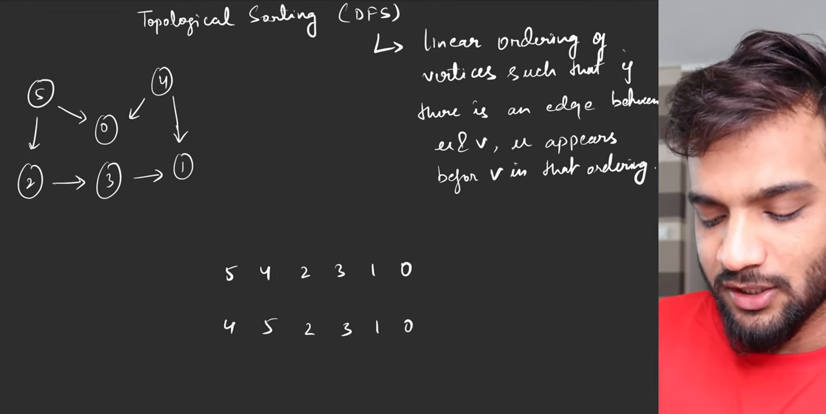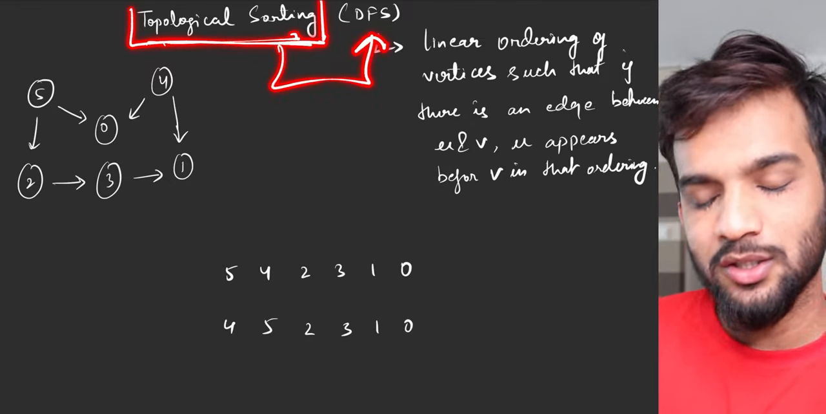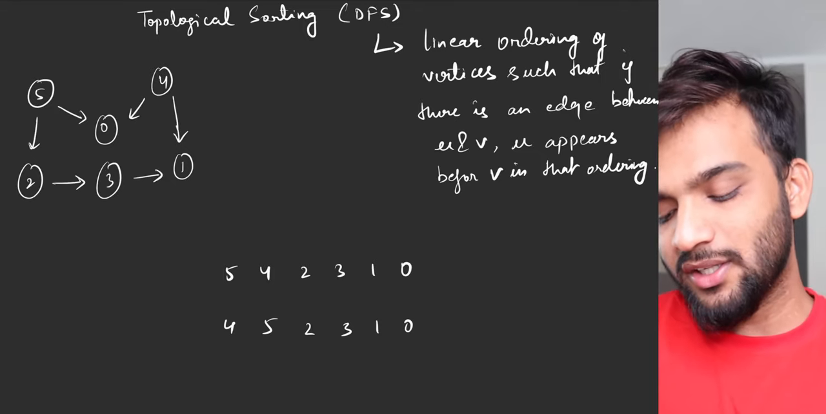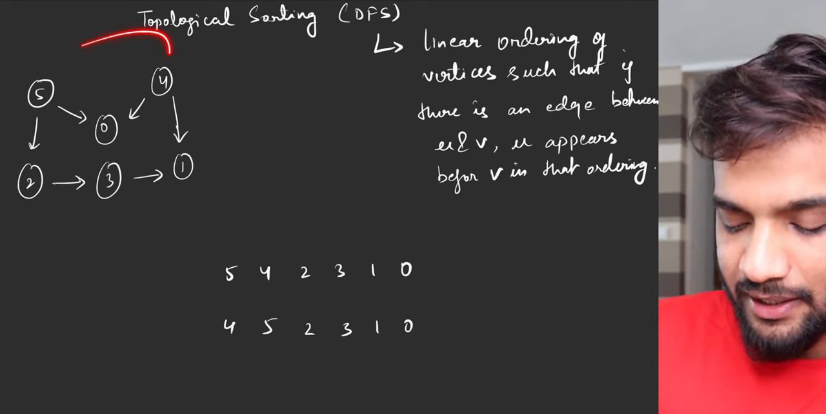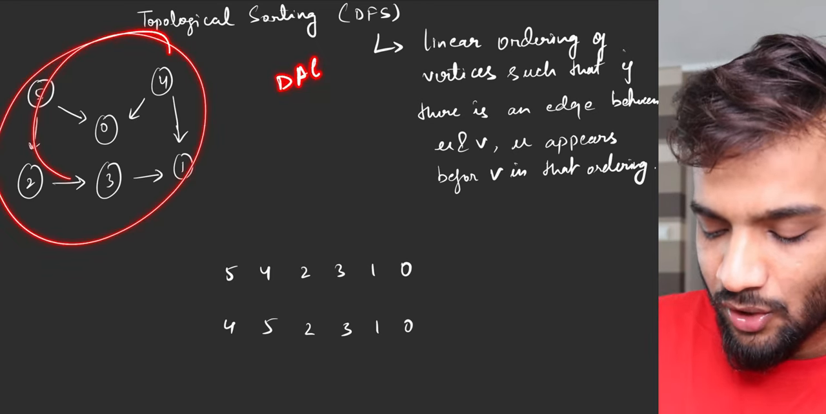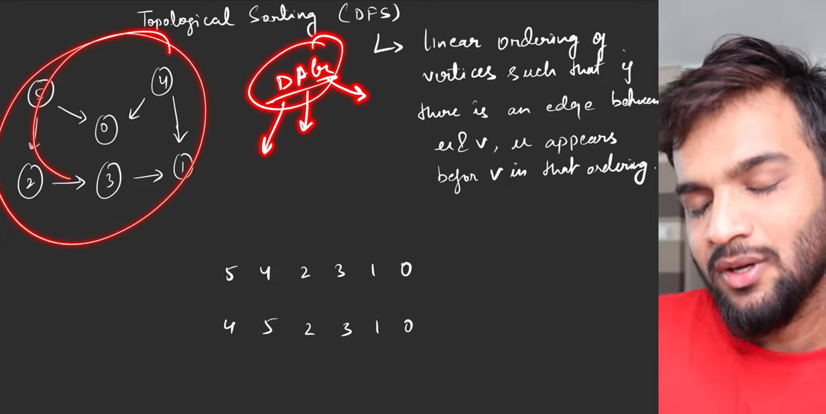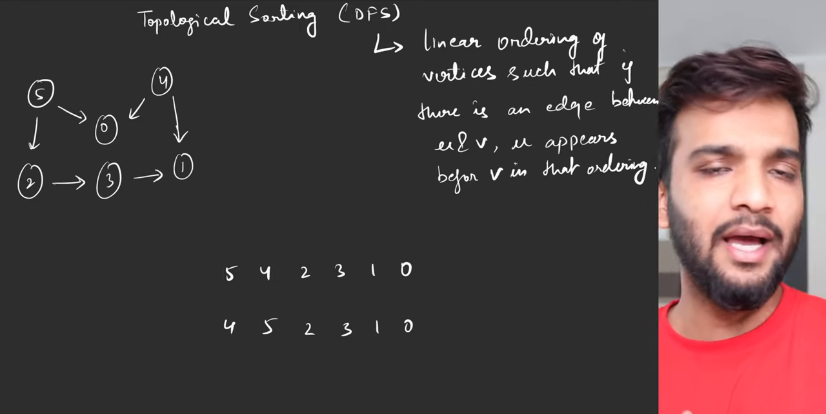So in this video, we are going to learn about topological sorting, and we are going to solve this using the DFS algorithm, which is the depth first search. Now, what is topological sorting? In order to define it, I can say it only exists on DAG, which is directed acyclic graph. That means any directed graph which does not have a cycle. Why? I will tell you that.